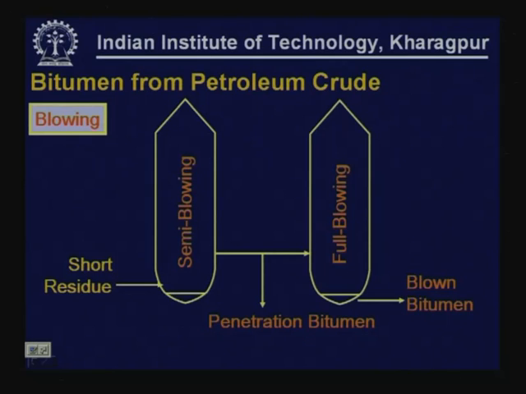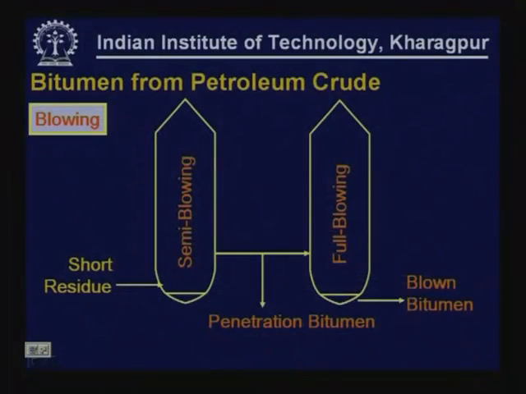Whether it is semi blowing or full blowing depends upon the duration of blowing, the temperature at which the blowing is done, and other conditions. The fully blown material is not normally used for pavement construction. It is used possibly for roof treatment and other industrial purposes. But what we normally use is either the short residue or the semi blown bitumen, from which we can get bitumens of different penetration or different consistency.